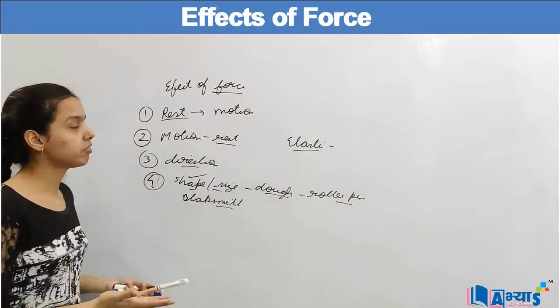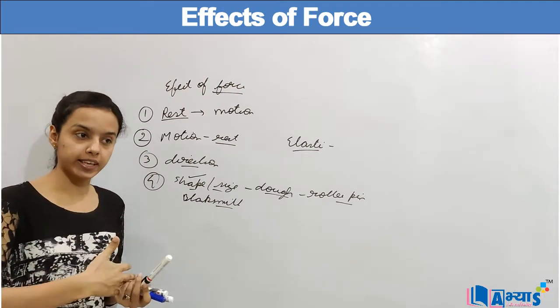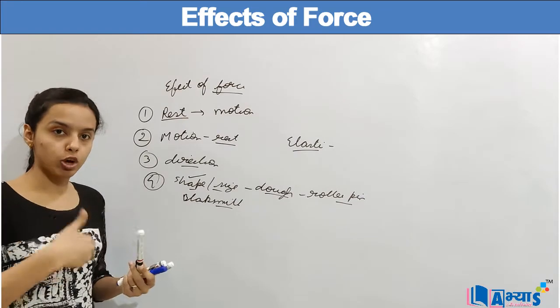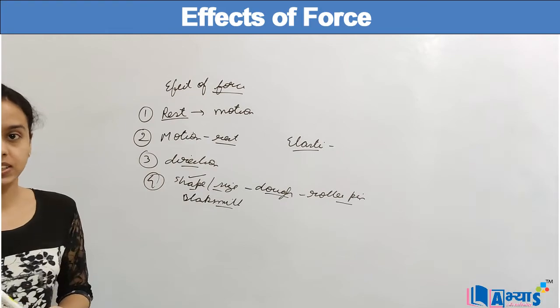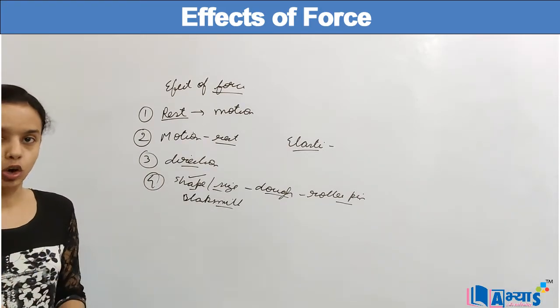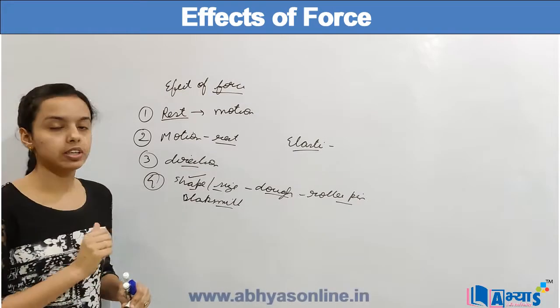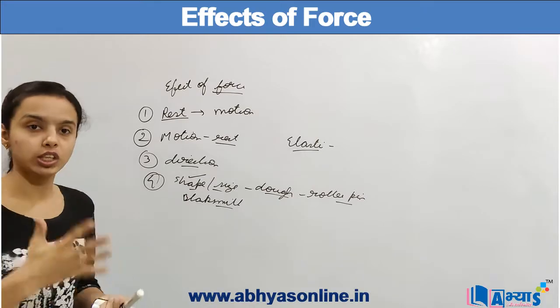So these were some of the effects of force. We saw a change from a position of rest to a position of motion, or the opposite, that means a car is moving and the driver applies the brakes, so first it will slow down and then ultimately it will stop. In the third effect we saw the change in direction. Then fourth we saw the change in shape and size.